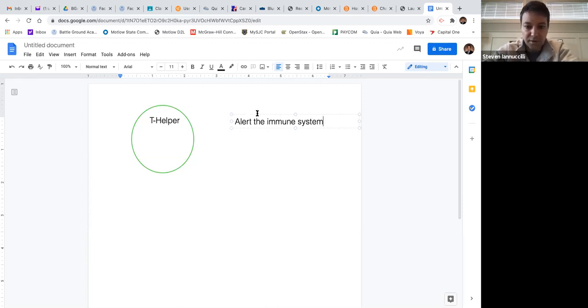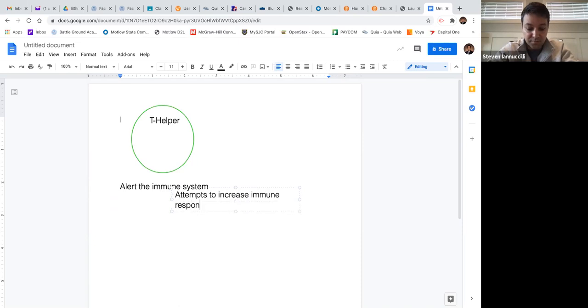And that's the job of the T helper cell. It helps to alert the immune system that something is wrong, that there is something in the body that needs to be destroyed because it's going to make us sick. And then your immune system will respond to that T helper cell and try to fight the infection. So it alerts the immune system and attempts to increase immune response. Okay, so that's what the T helper cell does.